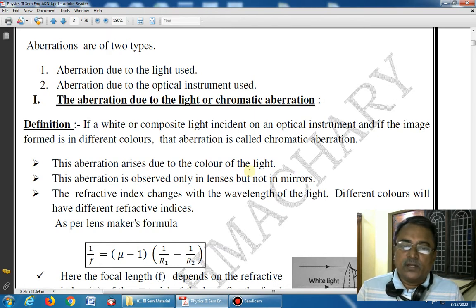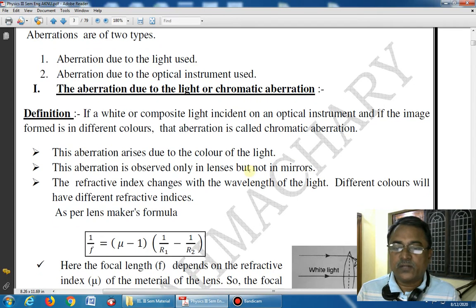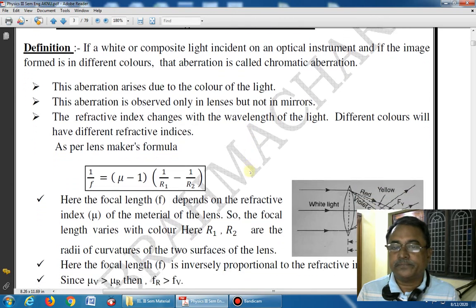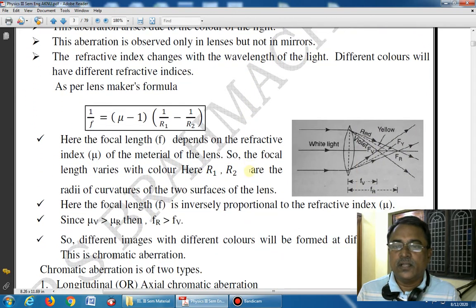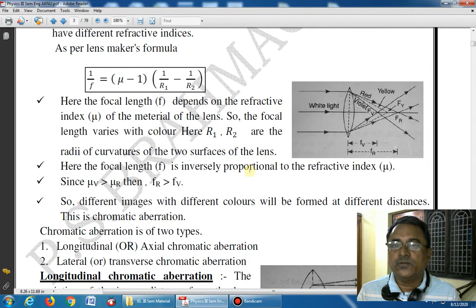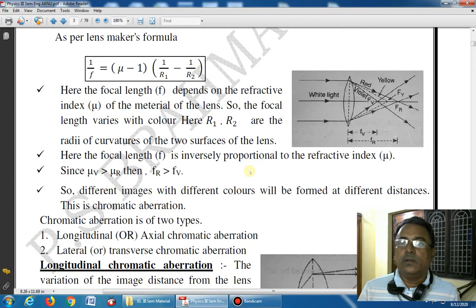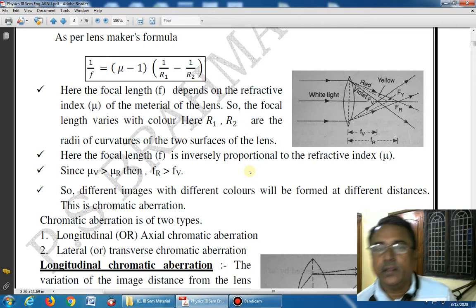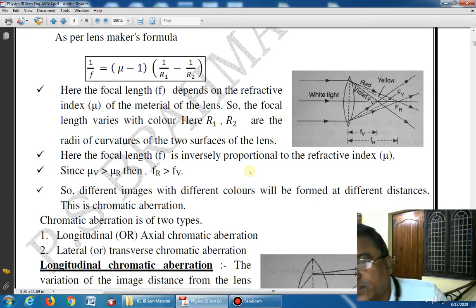The chromatic aberration can be explained by using the lens maker's formula. So, in case of chromatic aberration, the lens maker's formula is important. Here on the screen, the lens maker's formula is shown. The equation is 1 by f is equal to (mu minus 1) into (1 by r1 minus 1 by r2).